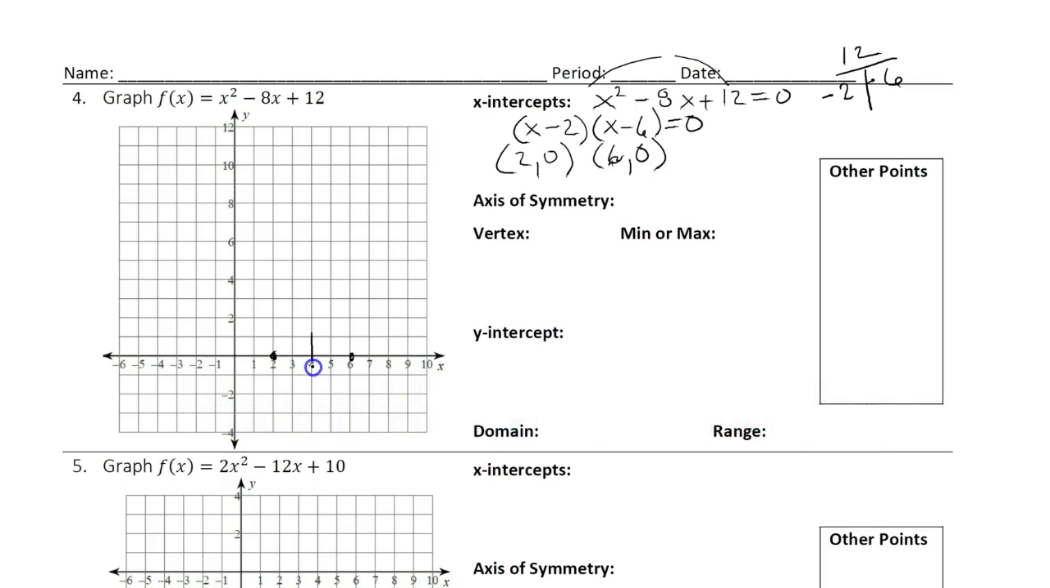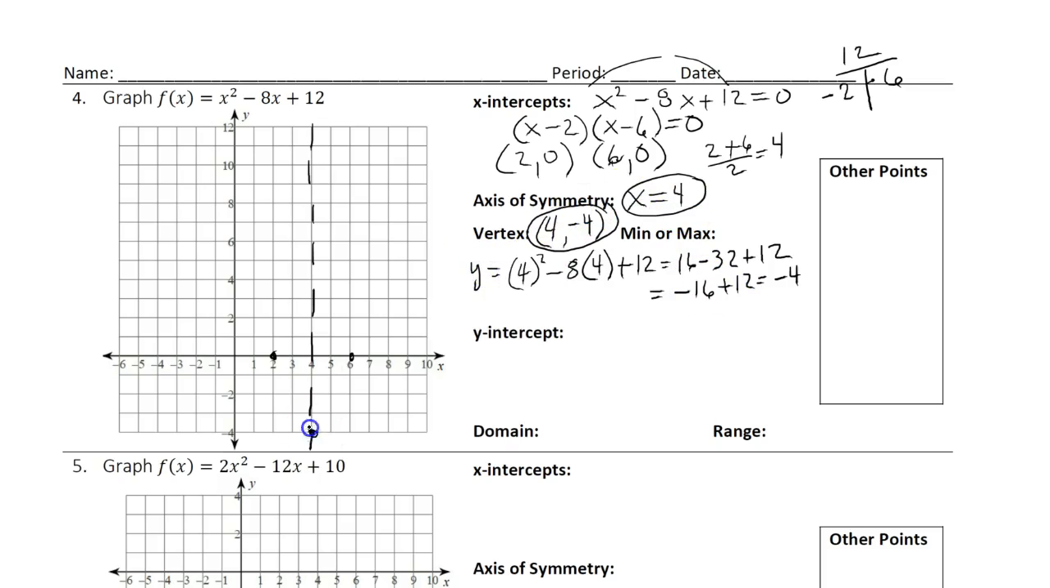Now that you have tried it, check your work. The axis of symmetry is x equals 4. Plug in x equals 4 to find the vertex. The vertex is (4, -4). The minimum is y equals -4. Plug in x equals 0 to find the y-intercept. The y-intercept is (0, 12).